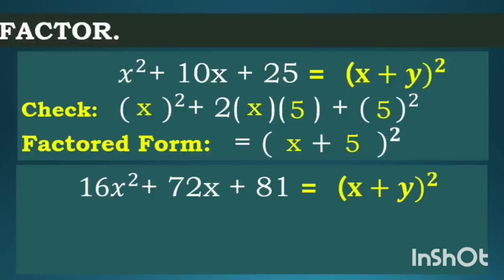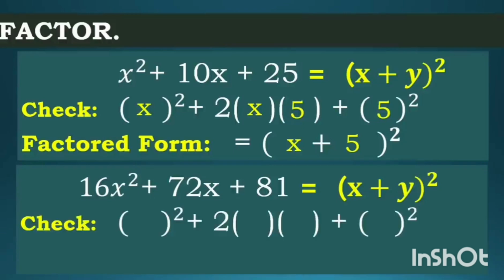Next, I have here 16x squared plus 72x plus 81. So since ang middle term natin ay positive or plus, therefore the resulting factor or yung factored form natin will be the square of x plus y. So plus ulit siya kasi the middle term is plus. So we will check first if the given expression is a perfect square trinomial. Kasi pag hindi siya perfect square trinomial, we cannot use this form, the square of x plus y. Okay? So check natin ang first and last term natin kung perfect square sila.